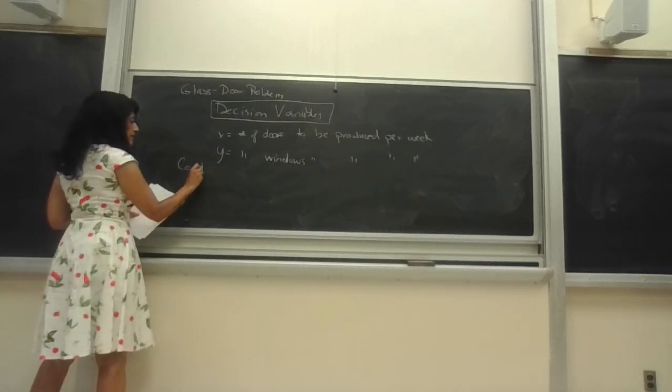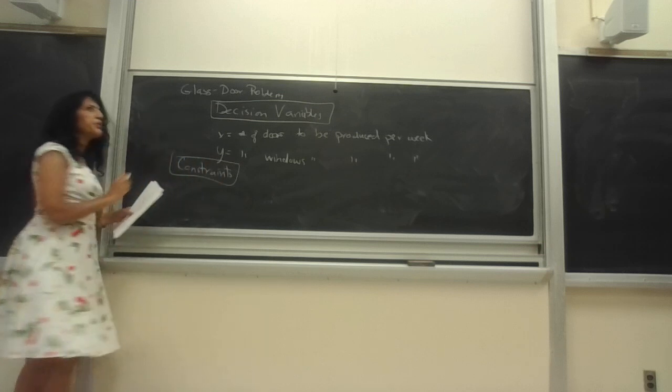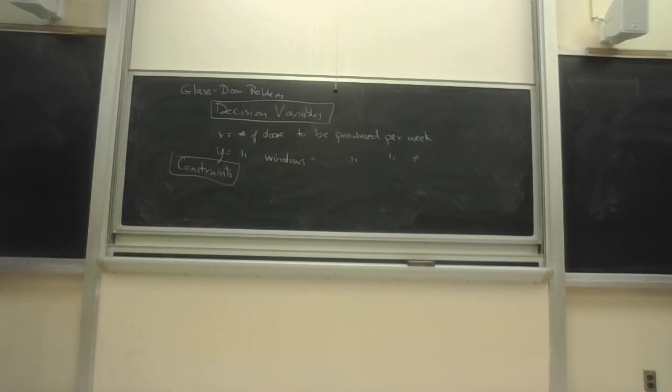Constraints, when you pull it out of the text, you're really looking at restrictions on what you can do. So they say something like, I can only make 4 doors per week. Well, that's a total. So anytime there's a total amount, it's probably a constraint.